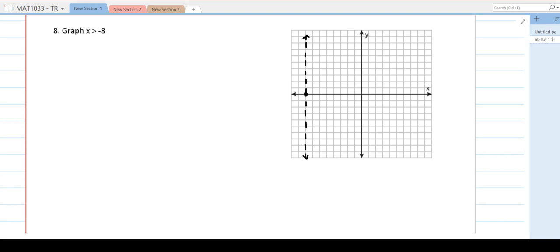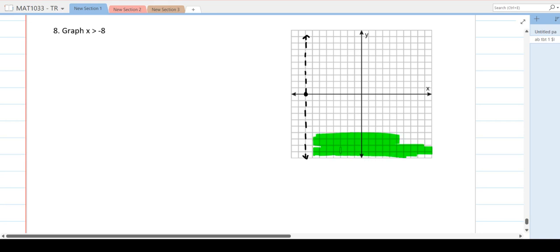Now, with a vertical line like that, I can't really do above or below. What do you suppose I do for x is greater than negative 8? Right or left? To the right, greater than, to the right. So just in the same direction.